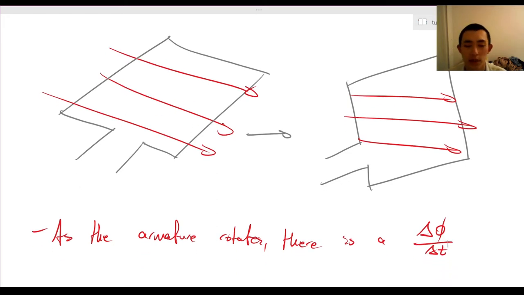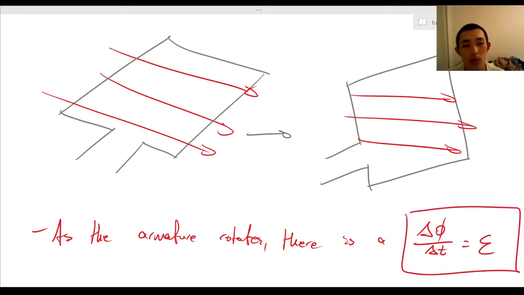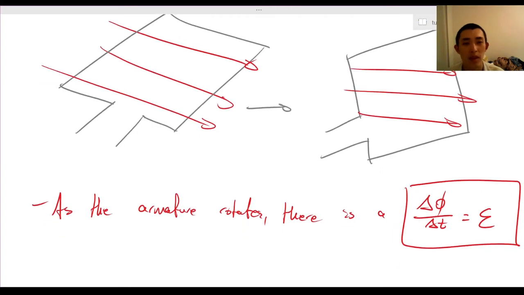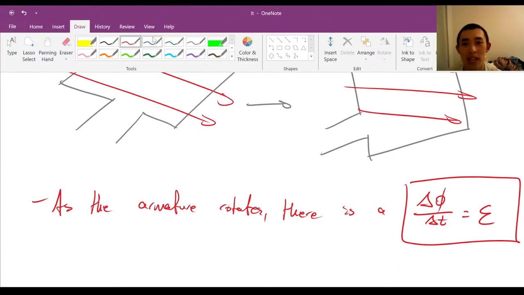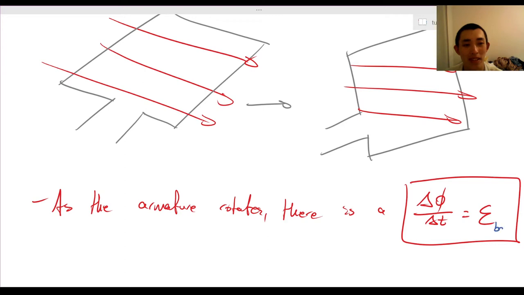Hopefully that's kind of ringing a bell. A change in flux over time gives us, by Faraday's law, an EMF. This is important, right? And actually, surprisingly, that's back EMF. This is the whole, you know, mysterious back EMF that we always speak about. This is back EMF. But there's a little bit more to unravel before we can really call it a day.